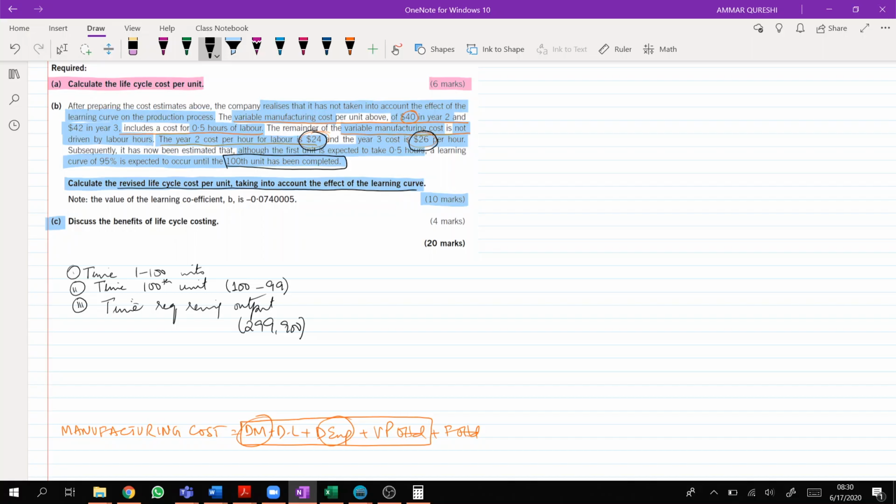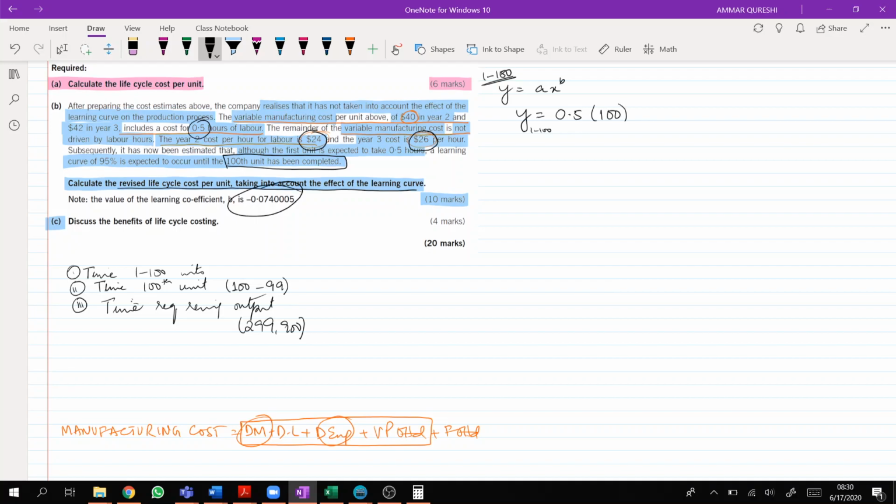Okay. How can we calculate time required for 100 units? It's simple. Y is equal to ax raised to the power b, right? So if you want to calculate total time for 100 units, then y is equal to a, where a is time required for first unit. First unit time is 0.5 hours, right? So we will write 0.5. This is 1 to 100, right? 0.5, how many units? 100 units.